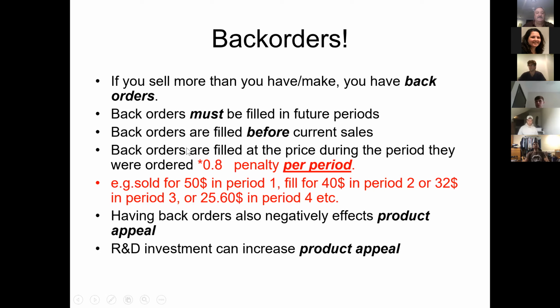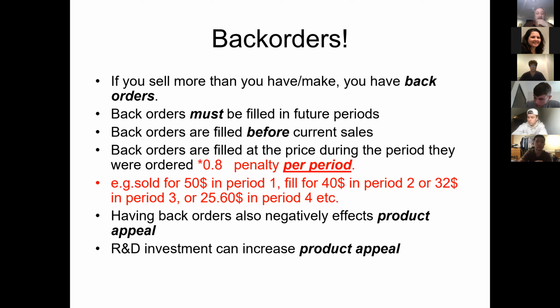So if you sell a unit for $50, but it's back ordered, then if you fill that back order the next period, you're going to only get paid $40 for it. If it takes you 2 periods to fill that back order, the amount of money you're going to make is $50 times 0.8 times 0.8 again, right?